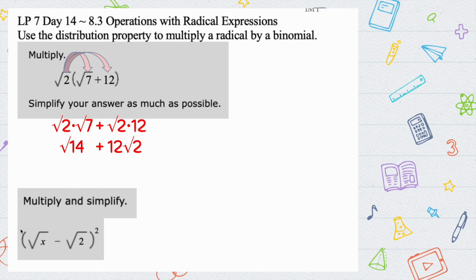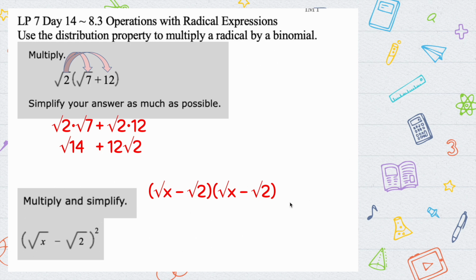So for the next one, they're not showing you both of the binomials, but this square means that there's 2 of them. We are squaring this. So this is what it looks like if, instead of writing a little square, I write 2 of them. So I have the square root of x minus the square root of 2 times the square root of x minus the square root of 2. I forgot to say square root of 2 on the first one.